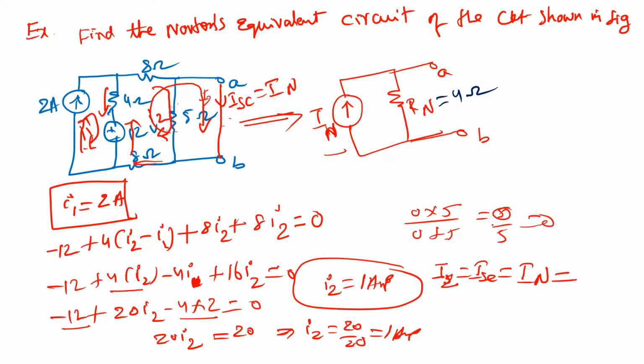This I2 current is flowing, this is all the same direction. I2 is equal to short circuit current. That is equal to IN. So that is 1 ampere. So now what is IN? IN is equal to 1 ampere. We found that is 1 ampere. That is how we are going to find it.